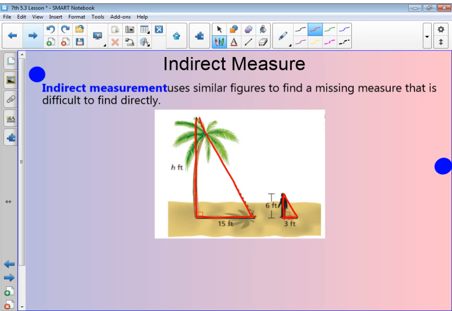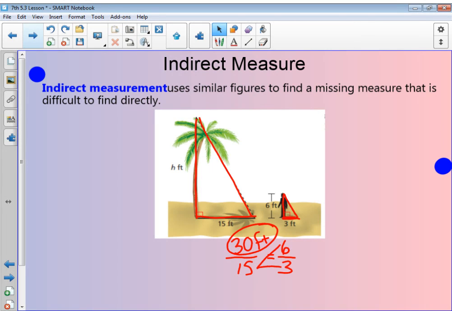So I like to do same figure, same ratio. So I would set this up as 6/3. And then over here, my 15 was the shadow or the bottom number, and that's where my 3 was, the shadow. Cross multiply, divide. So 6 times 15, and divide that by 3. And when I do that, I get 30 feet. Okay, so that tree is about 30 feet tall. Okay, so indirect measure is just a way of measuring something without actually measuring it. So here we're using shadows to be able to do that.